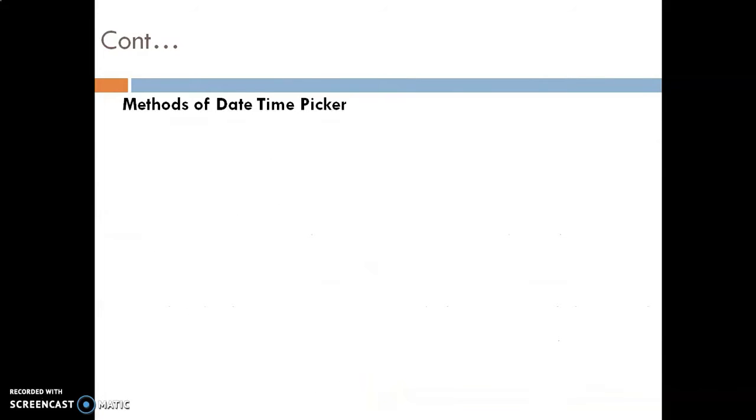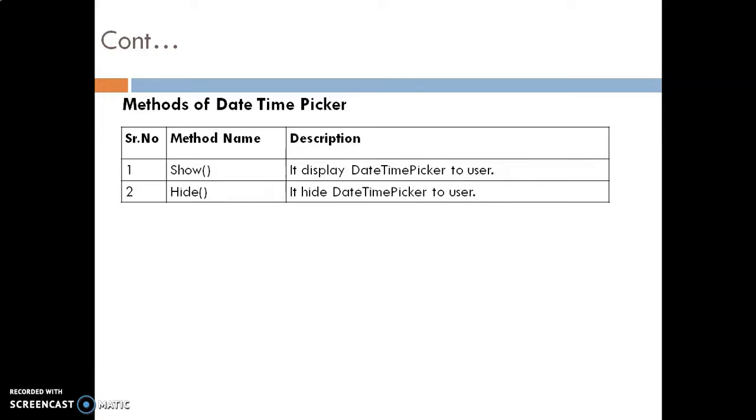Now methods of datetime picker. There are two main methods which is used with datetime picker. Is show, it display datetime picker to user, and hide, that means it hide datetime picker to user.